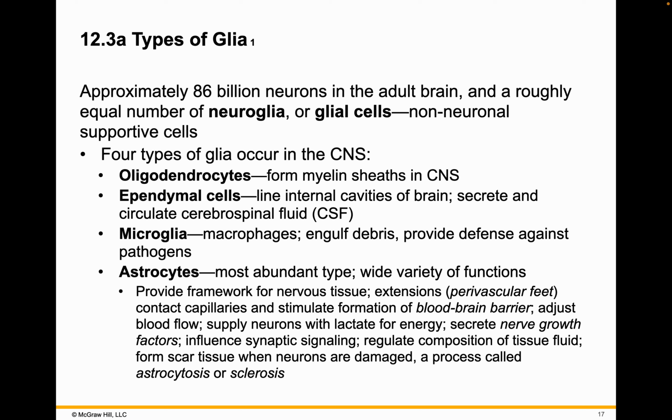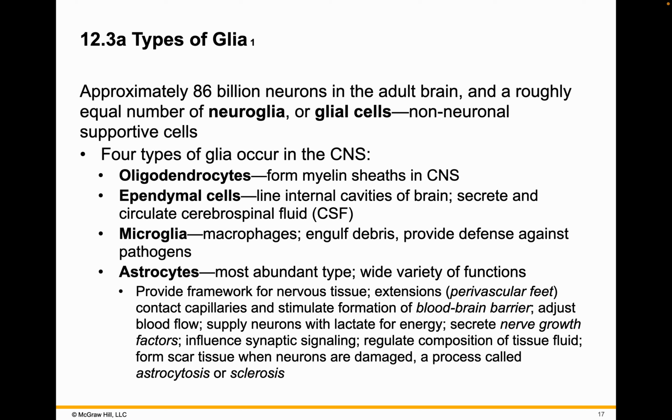The four types of glia that occur in the central nervous system include the oligodendrocytes, which form the myelin sheaths in the central nervous system, the ependymal cells, which line the internal cavities of the brain and secrete circulating cerebrospinal fluid, the microglia, which are a type of macrophage that engulf debris and provide defense against pathogens, and the astrocytes, the most abundant type, with the widest variety of functions.